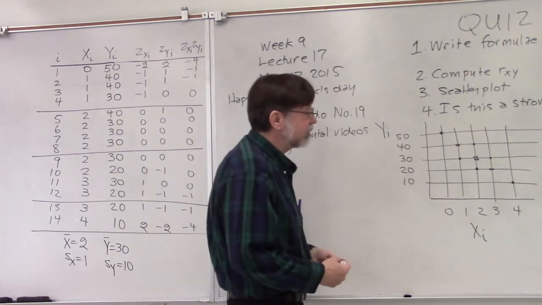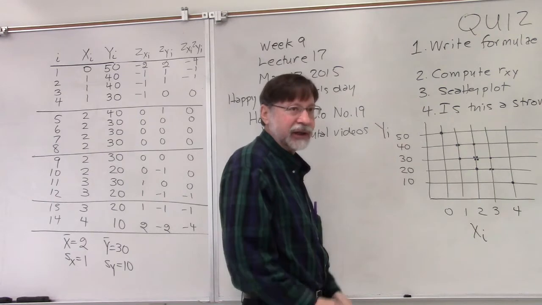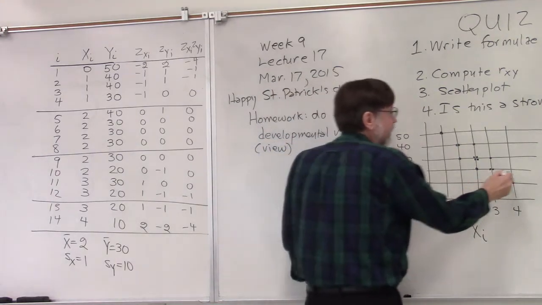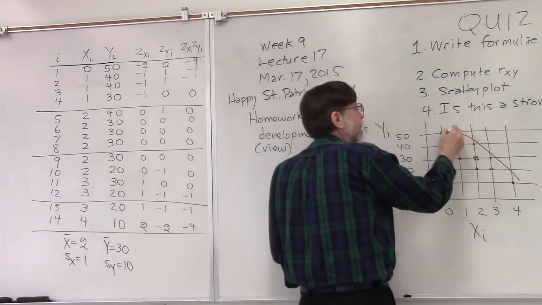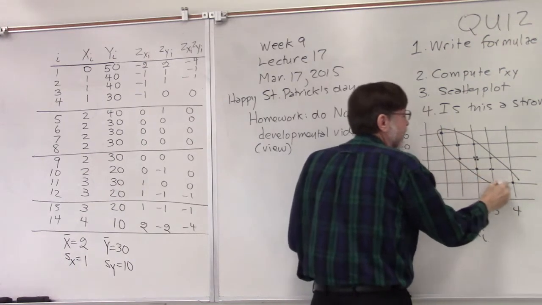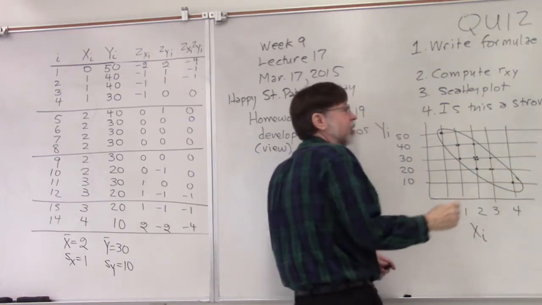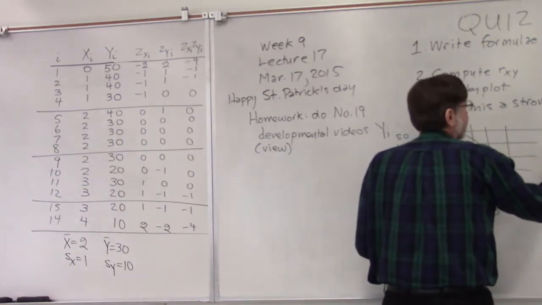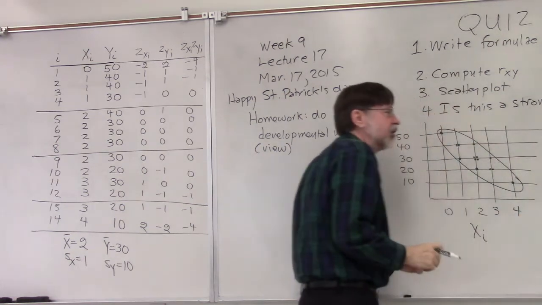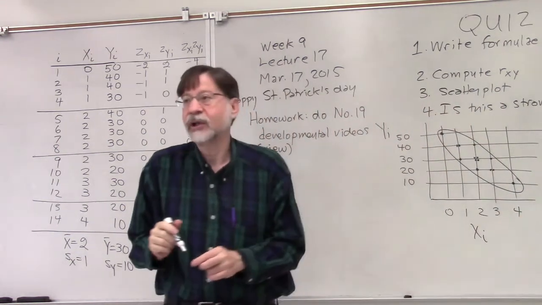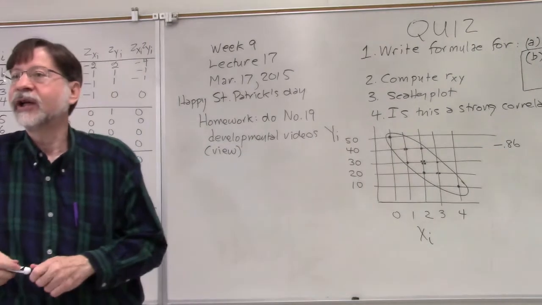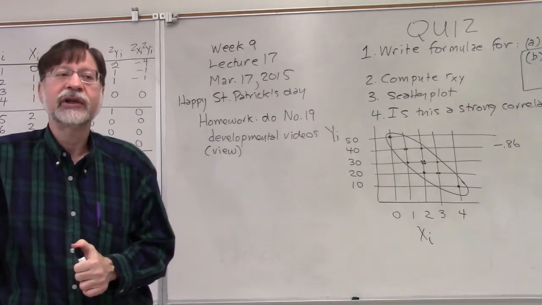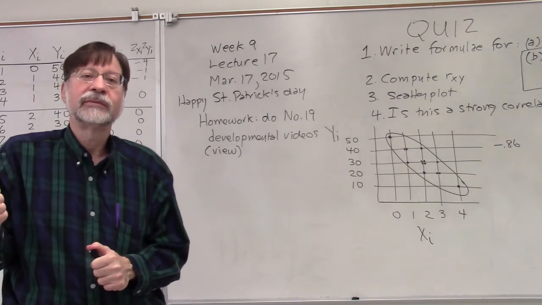What's the sign of this correlation just looking at the scatter plot? You should be able to see that the big numbers go with small and the small numbers go with big, and this is a negative correlation, negative 0.86. Well, is negative 0.86 a big correlation, a strong correlation? How do you find out again? How do you find out if a correlation is a strong correlation? What's the rule?